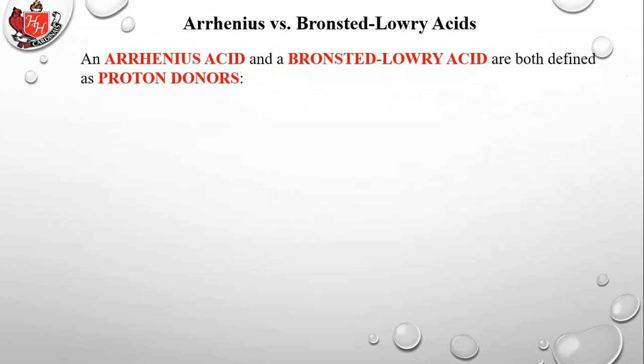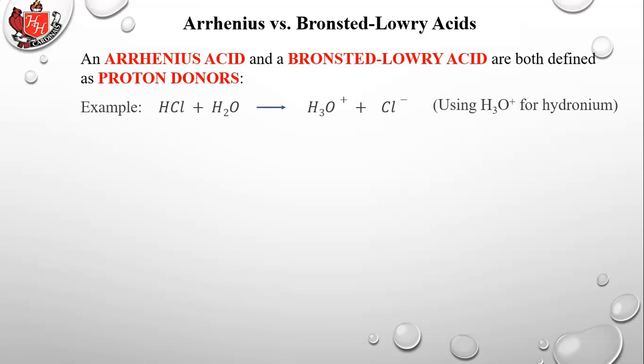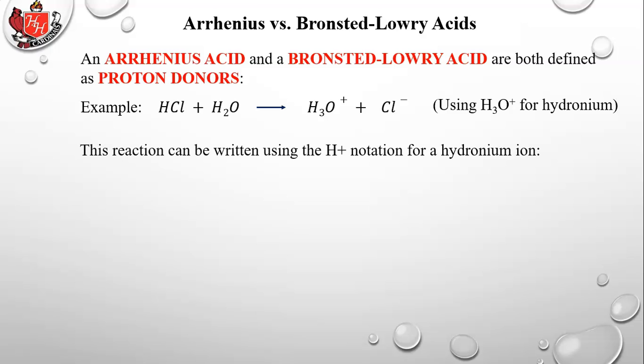An Arrhenius acid and a Bronsted-Lowry acid are both defined as proton donors. So for example, HCl, hydrochloric acid, plus water produces a hydronium ion, H3O plus, and Cl minus, the chloride ion. The reaction can also be written using the H plus notation for a hydronium ion. So you notice you don't see water included in that reaction on the left side. You simply say HCl aqueous, which means it's in water. And instead of writing H3O plus for hydronium, you simply write H plus for hydronium. The chloride, the Cl minus, remains the same. So it's a little bit of a shorthand notation.